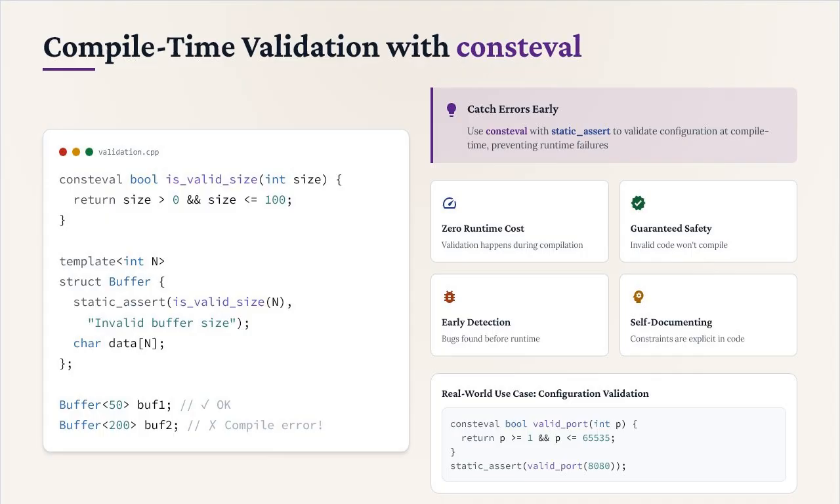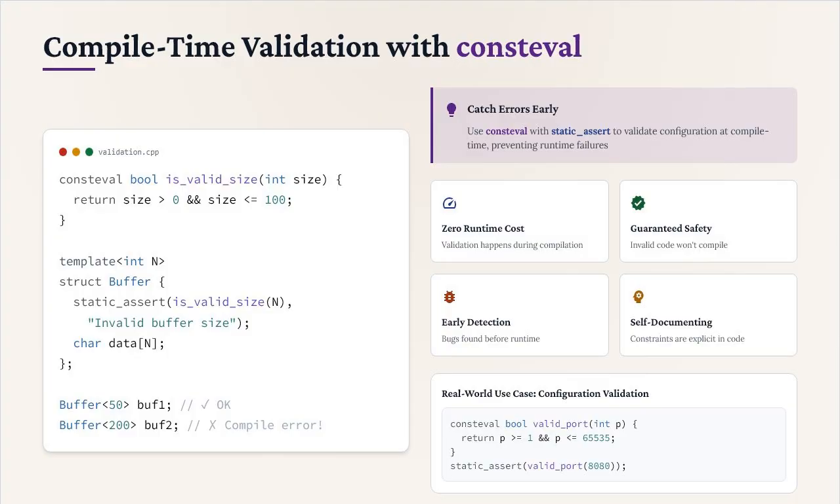One of the most powerful applications of consteval is for compile time validation, especially when combined with static_assert. In this example, we have a consteval function that validates buffer sizes, and we use static_assert to check this validation at compile time. If someone tries to create a buffer with an invalid size, the compilation will fail with a clear error message. This approach catches errors early in the development process, before the code even runs.